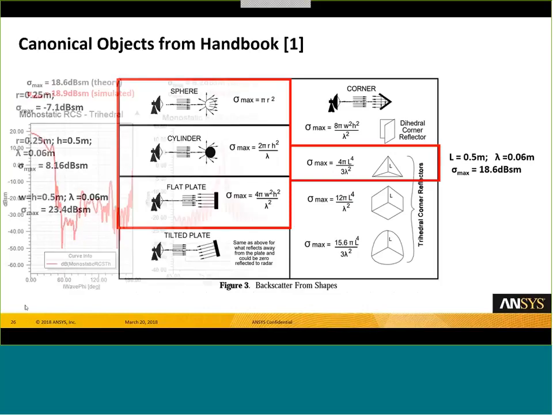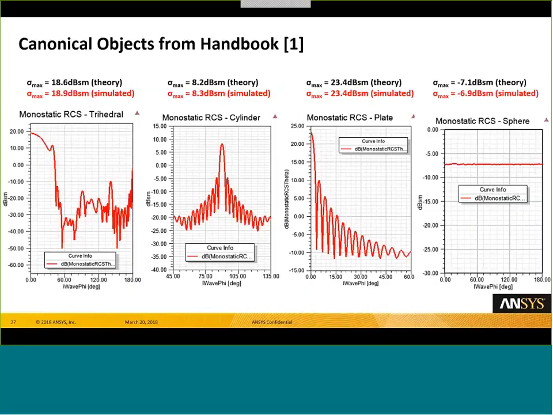And then we run that simulation in our Ansys HFSS solvers. So here we see the results over various cut planes for the monostatic RCS of the trihedral, the cylinder, the plate, and the sphere, going left to right, respectively. And you can see up on top of the plot, we do a direct comparison between the theoretical value and the maximum value that we get from our simulation result. As you can see, by comparing these numbers, the Ansys simulation agrees to within a fraction of a dB.